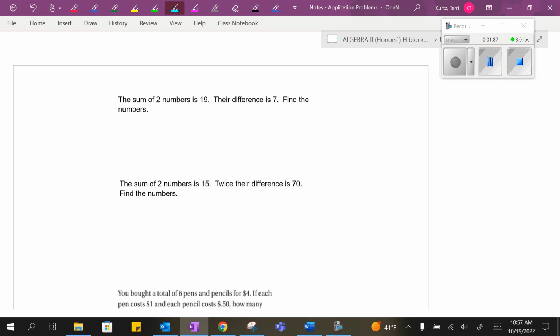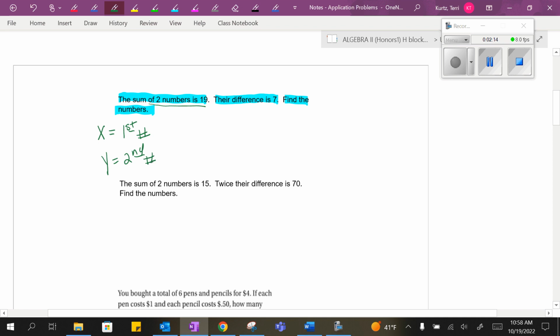So first we're told the sum of two numbers is 19. Their difference is 7. Find the numbers. So these might look a little bit like the application problems we solved in the first unit, where we were just using one variable. But all of these will require two variables, and so they will require two equations. So for this first one, we're told the sum of two numbers is 19. So we're going to let x equal the first number, and y will equal the second number.